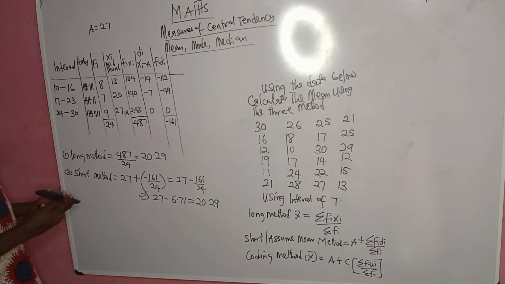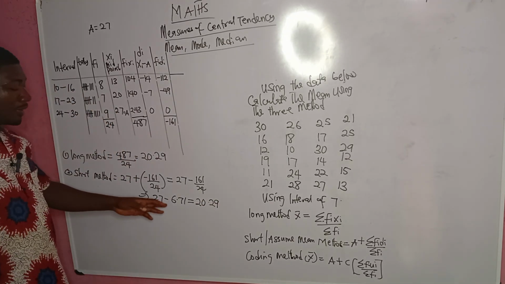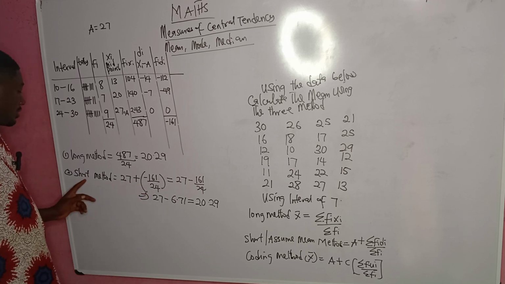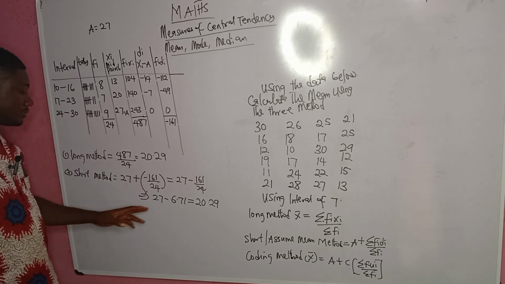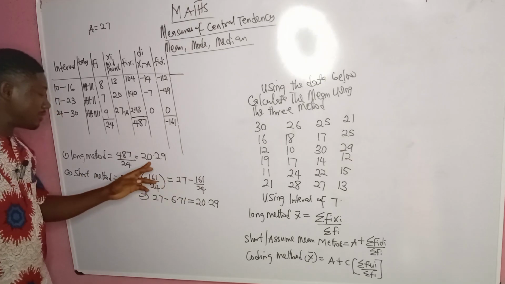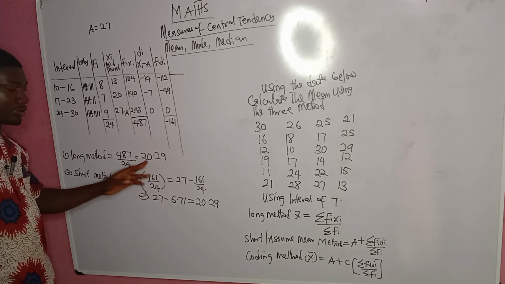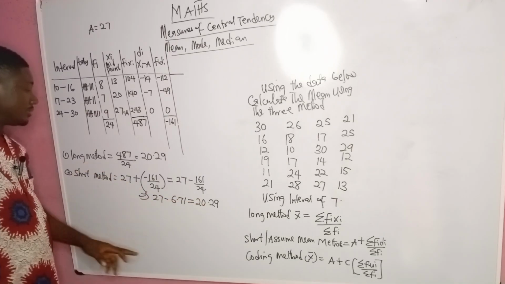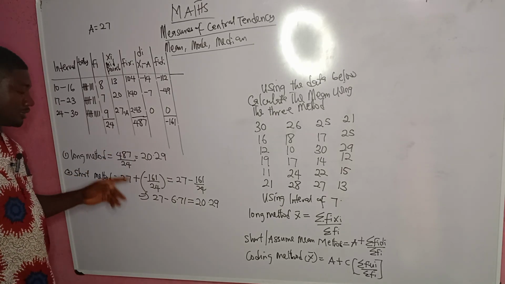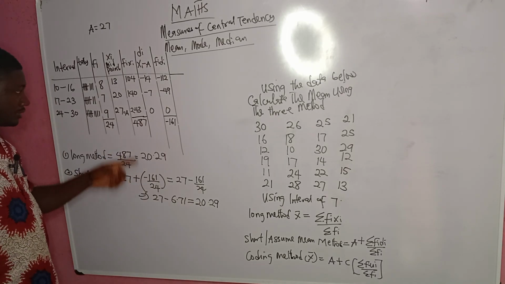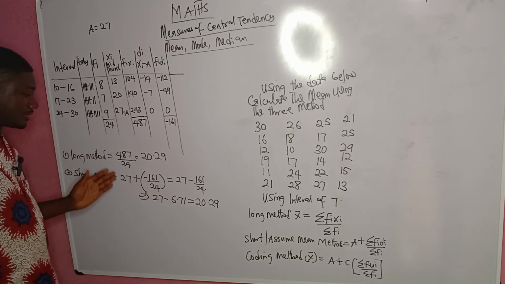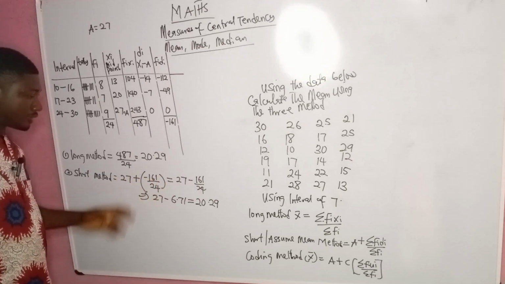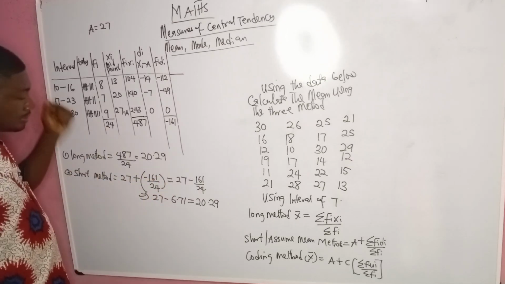20.29. So if you watch from what we have here, the short or assumed mean method gave us the same answer as that of the long method. Which means you are in line. If the answer we got here is different from this one, you have to check the table again, whether you set it well, or there must be mistakes somewhere. The 3 methods must give you the same thing.